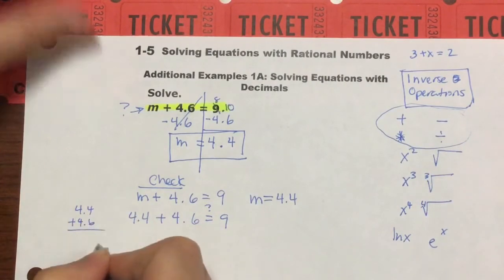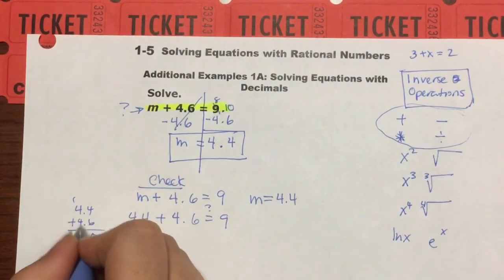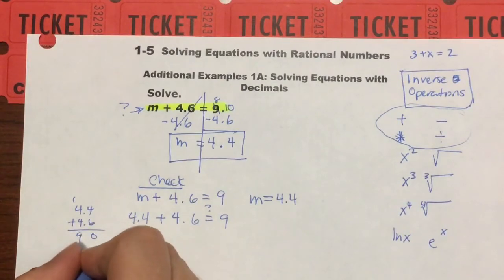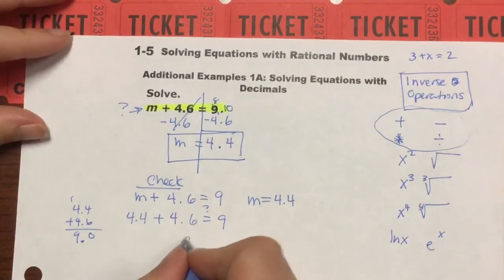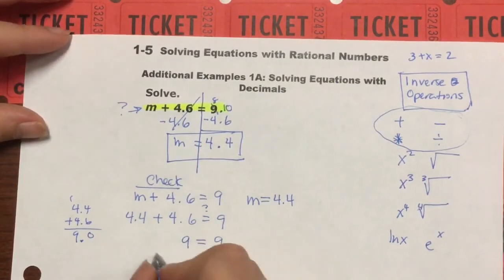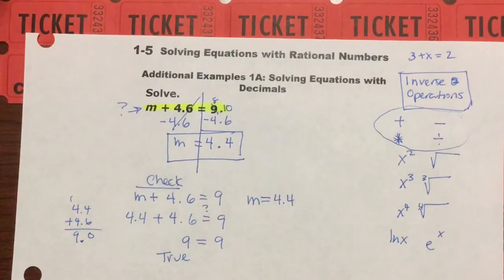What does it equal? 4 plus 6 is 10. Carry the 1. 4 plus 4 is 8, plus 1 is 9. Drop the decimal, and we get 9. So this equals 9. So we have 9 equals 9. That is a true statement. And what does that mean?